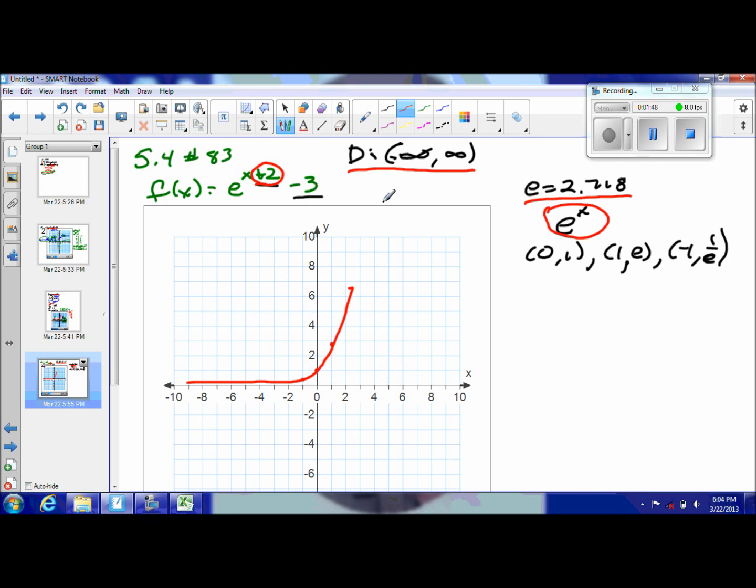If I'm moving down 3, I'm going to start off by moving my horizontal asymptote down 3. So I'm going to go here to negative 3. It was at 0, it's now at negative 3. Oh, and I've already got dotted lines nicely set up. So my horizontal asymptote is now drawn in. And now all I need to do is move my points to the left 2 and then down 3.